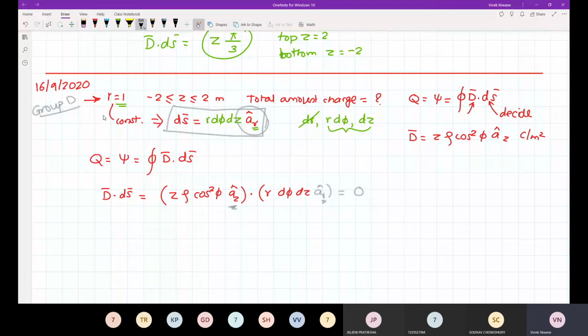And since this is a group D numerical, we have some interesting facts over here. What kind of interesting facts? Let us analyze those interesting facts.